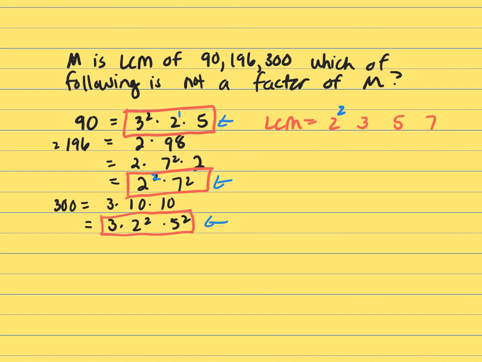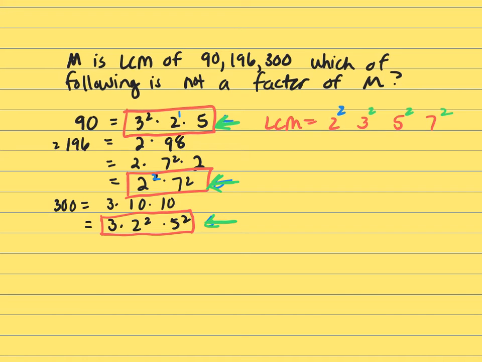2. Do the same thing for 3. How many 3's do you see here? 2. 3's here? None. 3's here? 1. So the most you said was 2. And then you can repeat that for 5, and you'll get a 2. You repeat that for 7, and you get a 2. So that's the LCM.